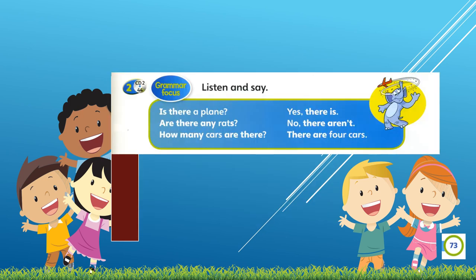Student's Book, page 73. 2. Listen and say. Is there a plane? Yes, there is. Are there any rats? No, there aren't. How many cars are there? There are 4 cars.